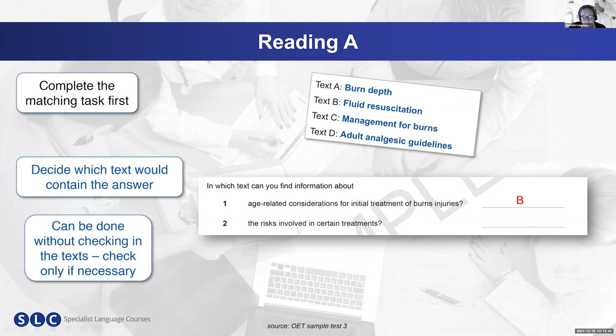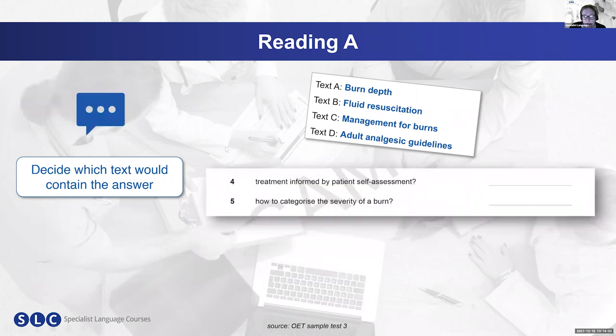Okay, risks involved in certain treatments. Okay, so we're talking about certain treatments here. It's probably going to be in C because it's talking about the management for burns. But you might have a quick look just to check that. Okay, what do you think? Let me know in the chat, which text do you think number 4, treatment informed by patient self-assessment, and how to categorize the severity of a burn. So what do you think? Let me know in the chat box what you think.